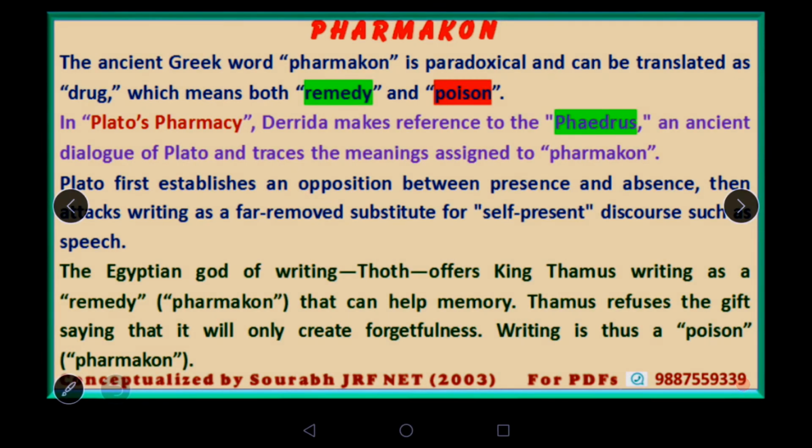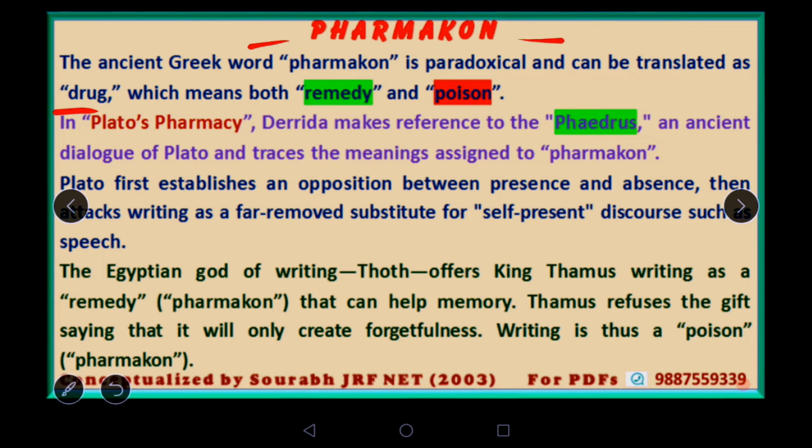Okay. Next, we will talk about Pharmacon. Pharmacon is once again about that chain of signification, or what we can say, the endless search for the final meaning. The ancient word Pharmacon is paradoxical in itself. It can be translated as drug, and it can mean both the remedy and the poison.